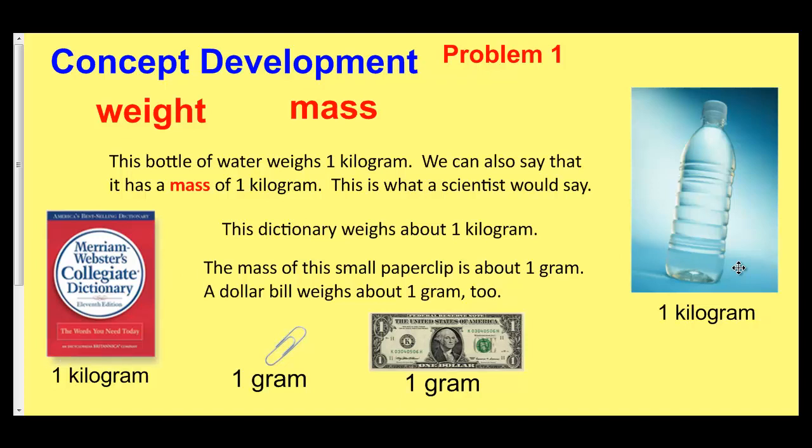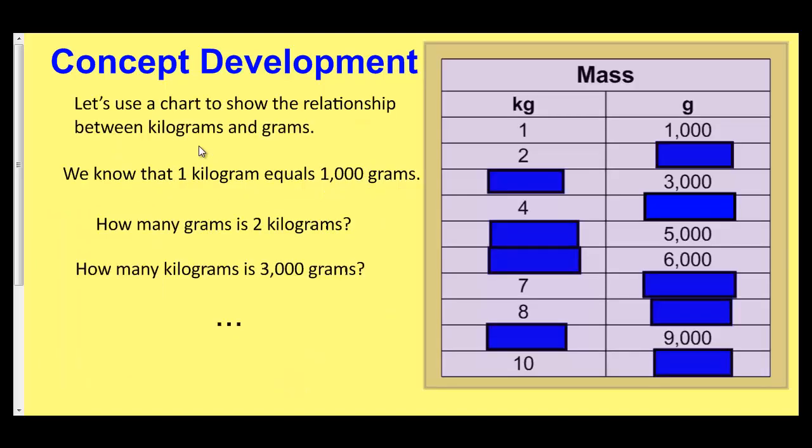But then the smaller measurement of mass in metric units would be a gram. And a gram can be compared to the weight of a paperclip or the weight of a dollar bill. So obviously this is much lighter. Okay, so in your journal, I want you to draw this chart. I want you to label it mass, and label one side kilograms and the other side grams, and then go through here and fill out all the parts that are already filled out in this chart.